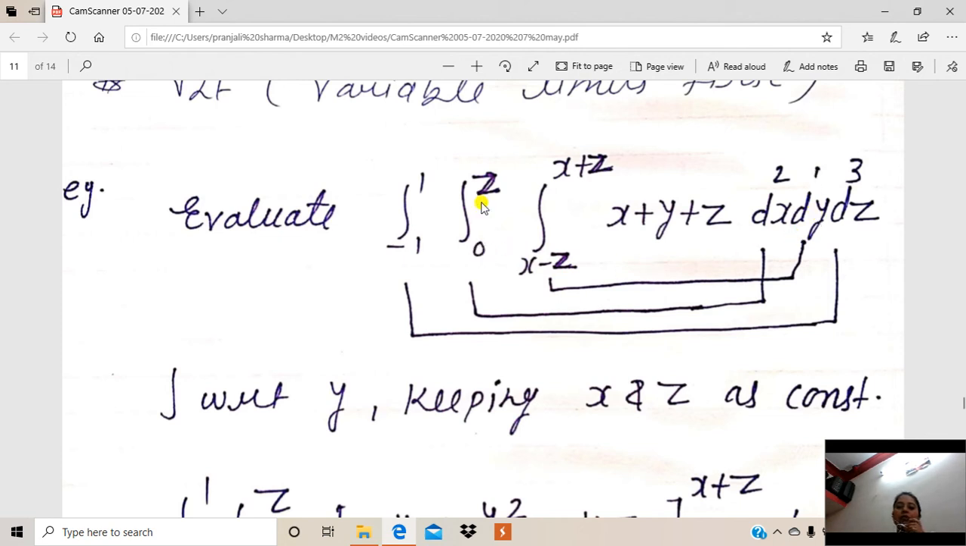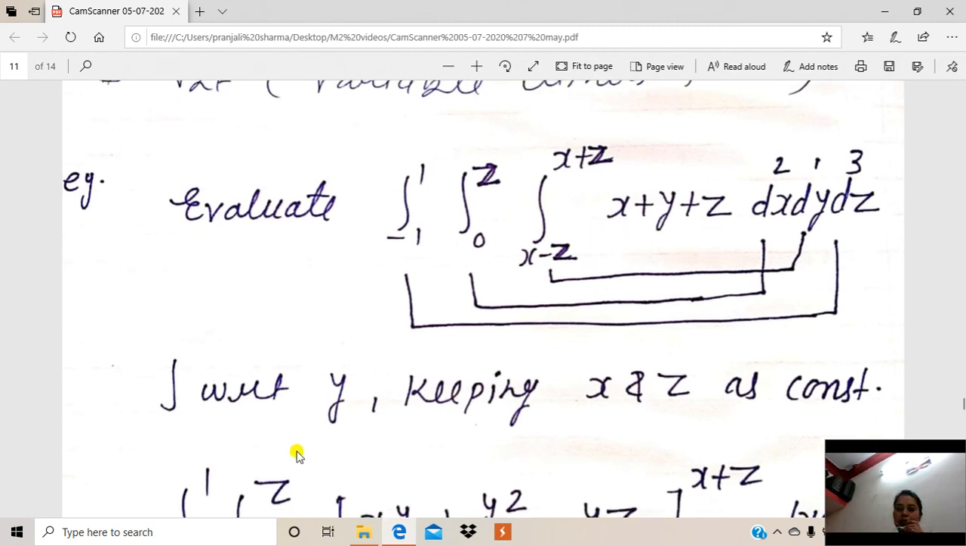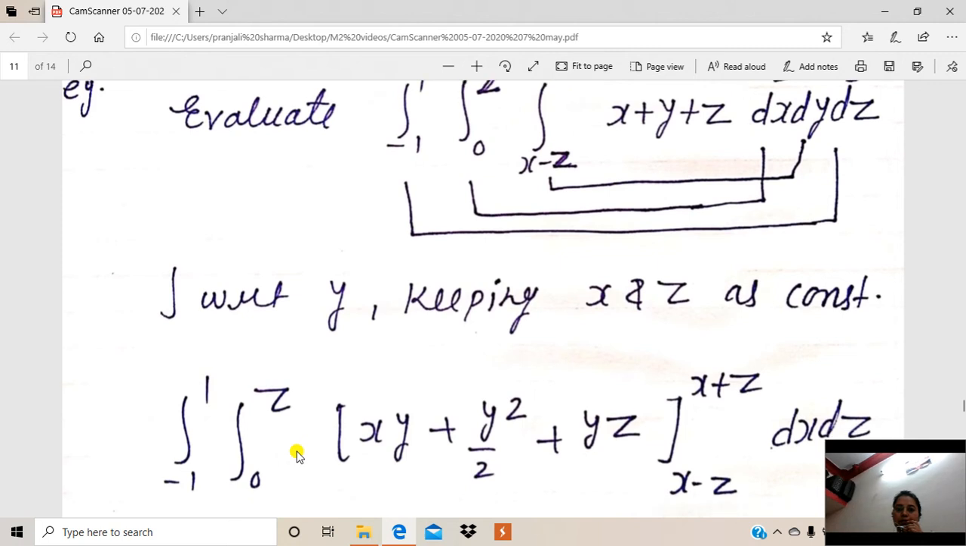And the next limit is from 0 to z, which is a function of z, therefore it cannot be the limit of z, so it will be the limit of x, and the second integration will be with respect to x, and only z is remaining, therefore minus 1 to plus 1, which are constants, will be the limit of z. So now we first integrate with respect to y, treating x and z as constants. So we are integrating the function with respect to y.